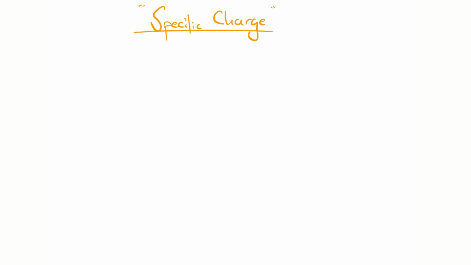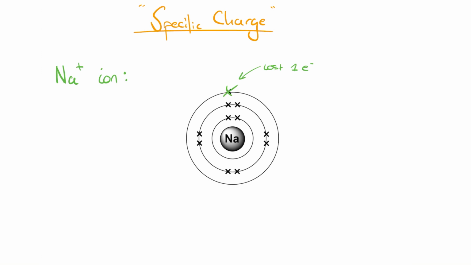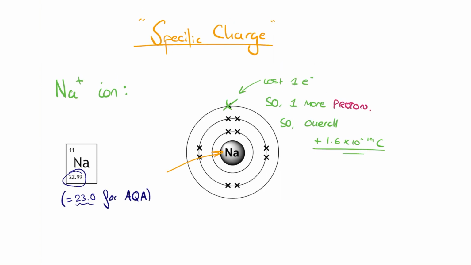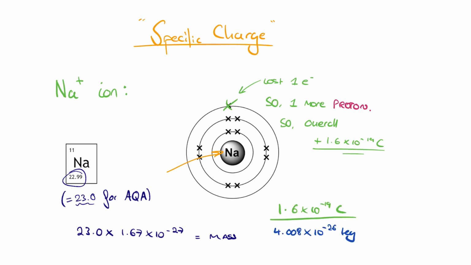In the exam, you may be asked to find the specific charge of either an ion or a nucleus. So let's go through an example now. The specific charge of a sodium ion. As it's a +1 positive ion, there's one more proton than there are electrons. That means that the resulting charge is 1.6 times 10 to the power of minus 19 coulombs. Mass is the total number of nucleons multiplied by 1.67 times 10 to the power of minus 27, which gives us an answer of 4.008 times 10 to the power of minus 26 kilograms.